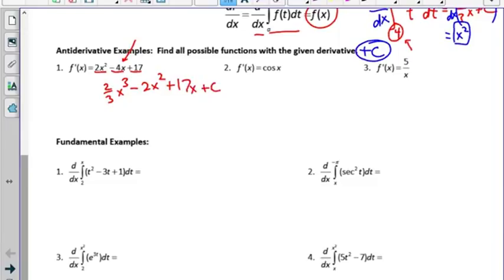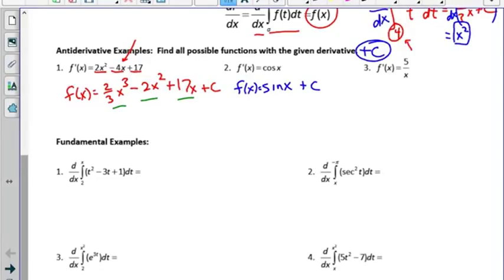So notice each part of this f of x that I have here, if I take this antiderivative, if I take the derivative of each part of this, I'd end up with what I started with, and notice the derivative of c is going to be 0. Number 2, an antiderivative of cosine of x is sine of x, and then we have plus c, because we don't know exactly what it is.